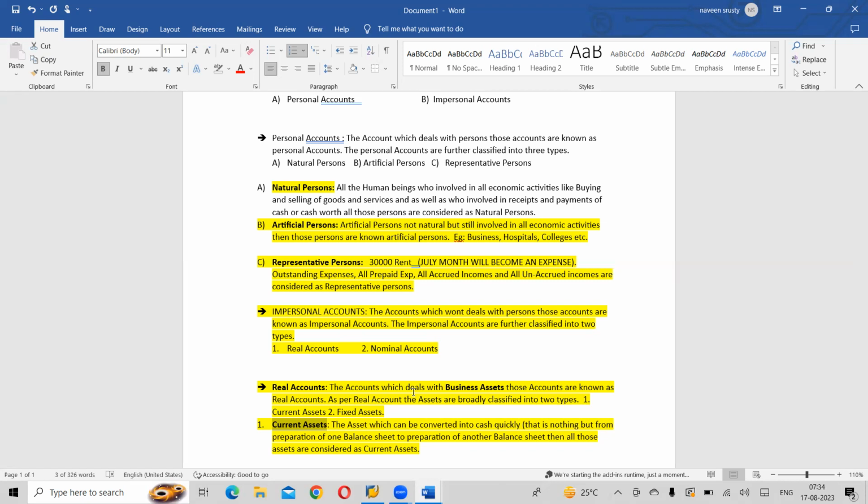What do you mean by current resources? It is nothing but current assets. What do you mean by current asset? The assets which can be converted into cash quickly, from preparation of one balance sheet to another balance sheet. All those assets are nothing but current assets. Understood? Example.